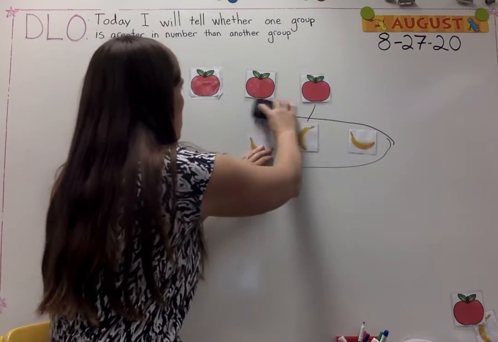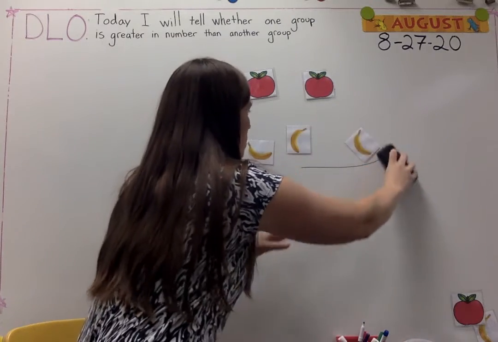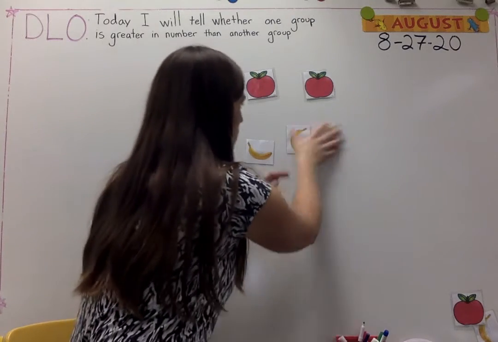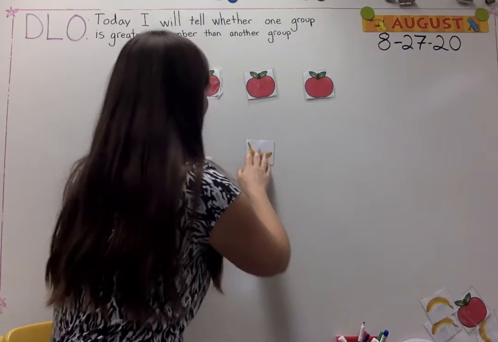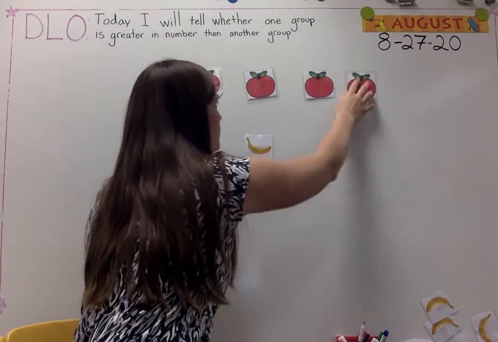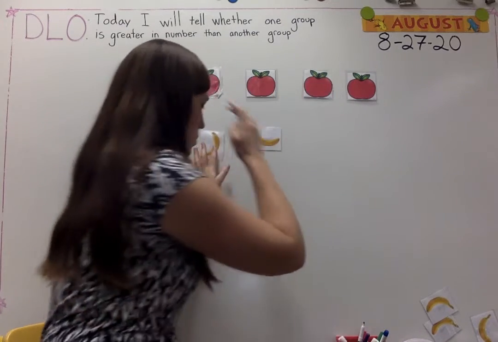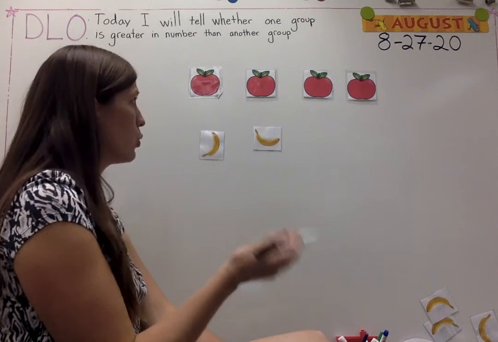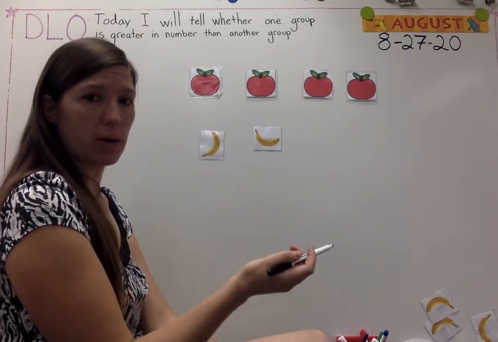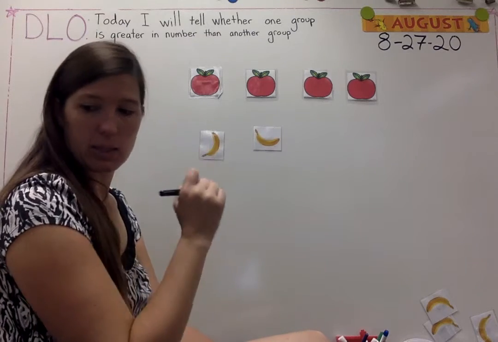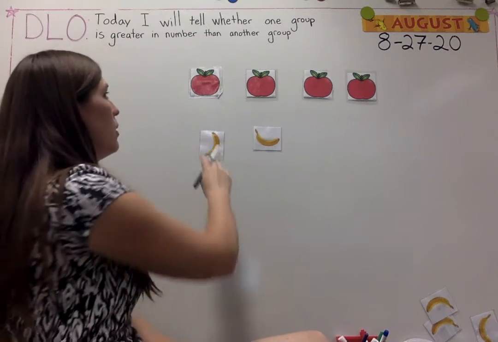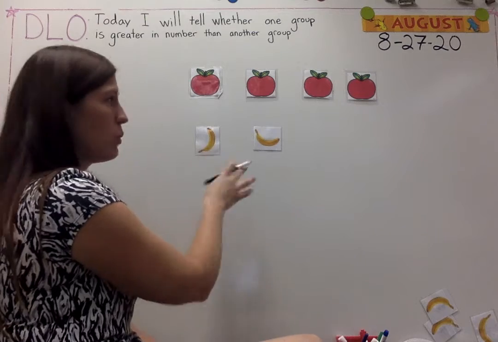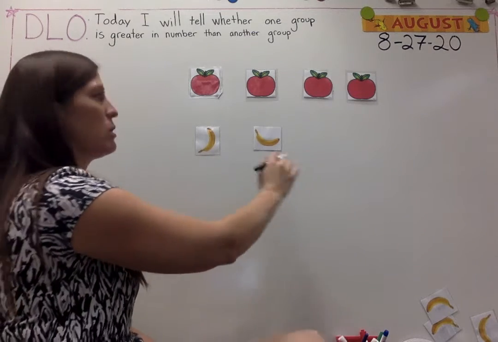Erase, erase, erase. There we go. Take a couple bananas away. Let's add an apple. All right, you might already tell which group is greater, but let's draw our lines to double check. Let's start at the beginning. Just like when we read, let's start on the left. It's easier to go across your page like that.